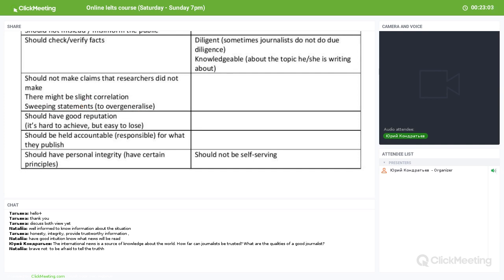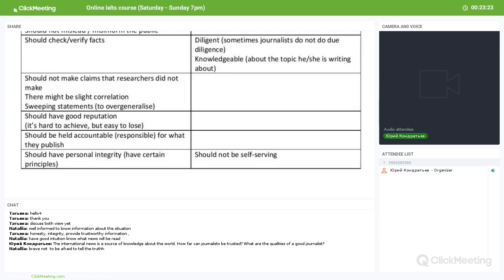Right, they should be brave or courageous and should not be afraid to tell the truth. Absolutely. Okay, and maybe to expose the ills of the society would be better here. Okay, обнажать пороки общества. To expose the ills of the society is even better than to tell the truth here.